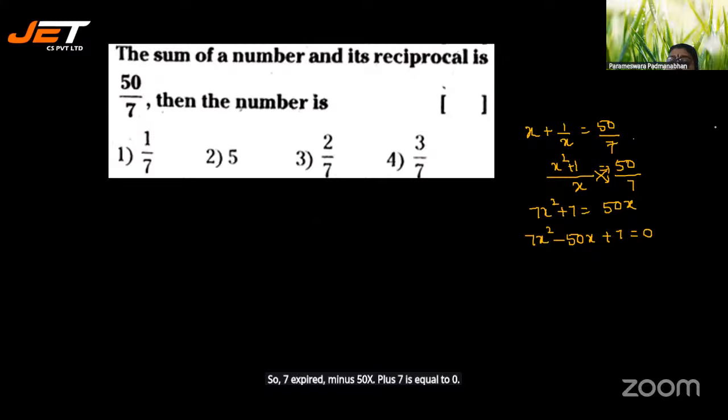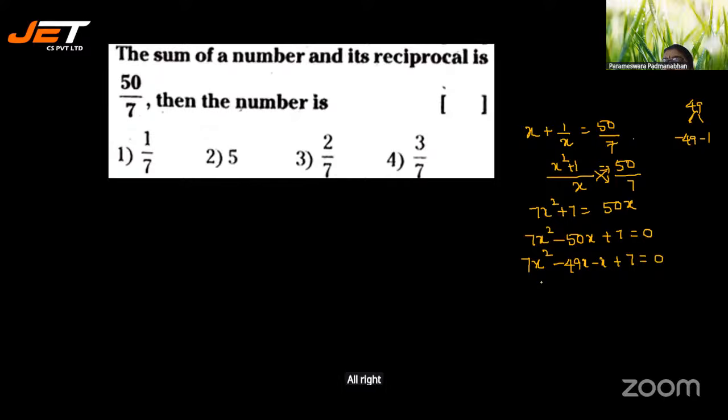Isn't it? So now we have 49. So 49 can be made as minus 49 minus 1. Yes. So 7x square minus 49x minus x plus 7 is equal to 0. If you multiply, you should get plus 49. But if you add, you should get minus 50. All right. So 7x square minus 7, 7s are 49. Minus 1 into x, minus into minus will be plus. All right. So you have x minus 7, which is common. Next, you have 7x minus 1.